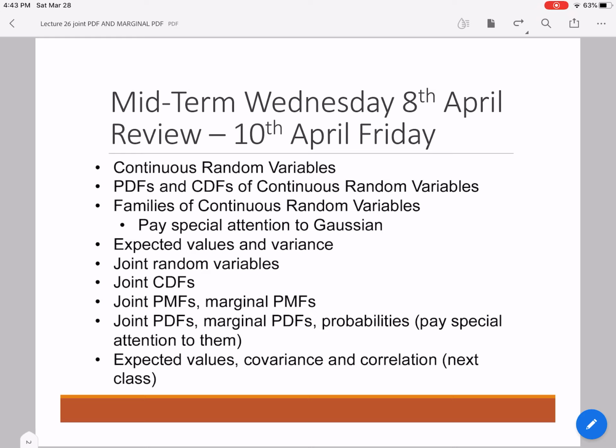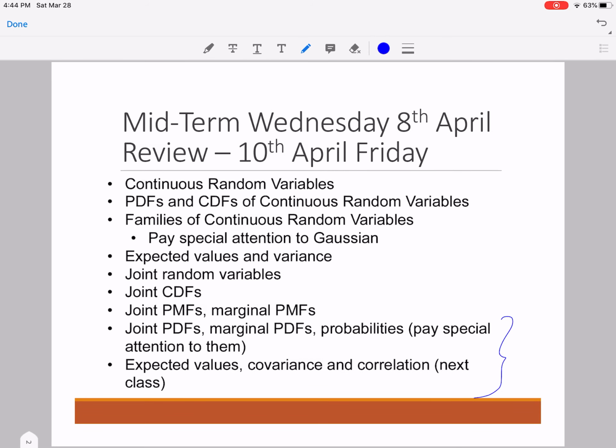So these are the items on which I will be quizzing you. I'll be focusing on continuous random variables, the probability density functions, cumulative distribution functions of continuous random variables. You may expect some questions on the families of continuous random variables like Erlang, Gaussian, to be very specific. You will definitely expect some questions related to the normal random variables. So normal random variables will be quite normal in your exam. And you may also observe questions on joint CDFs, joint PMFs, joint PDFs, and marginal PDFs, which are the agenda of today's class.